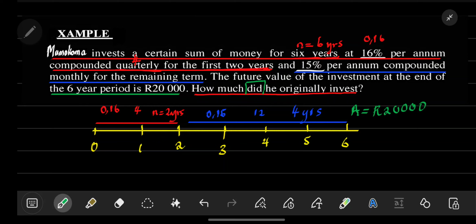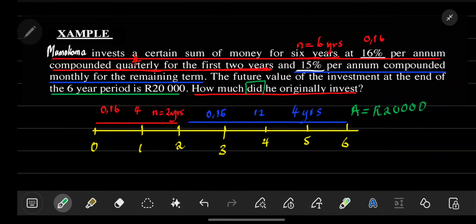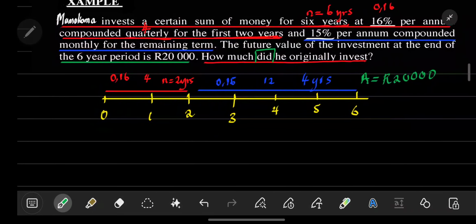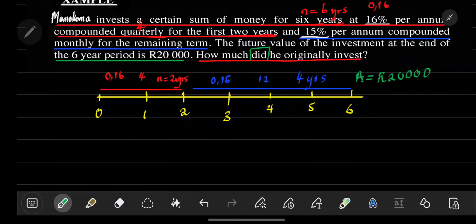Okay, then that's all. So now we start to ask ourselves, which formula do we need to use? It is simple. It is straightforward. We are going to use the compound interest formula, right? Okay, so let us use our compound interest formula.